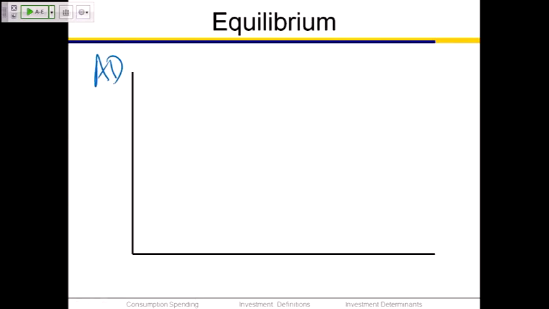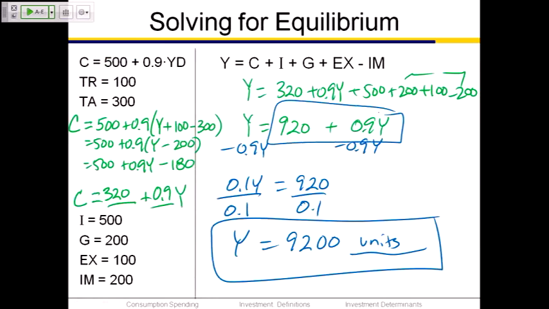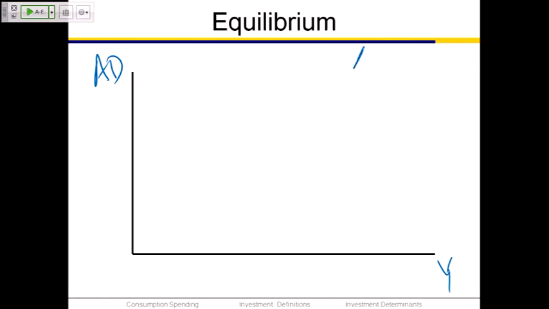Let's look at the graphy way of doing it. Again, we put aggregate demand on the vertical, income on the horizontal. Our aggregate demand equation is right here. So when we simplified and got down to the point where we had 920 plus 0.9y, that's aggregate demand. Because aggregate demand is C plus I plus G plus exports minus imports. So aggregate demand in this case is 920 plus 0.9y. And so we're going to graph it.